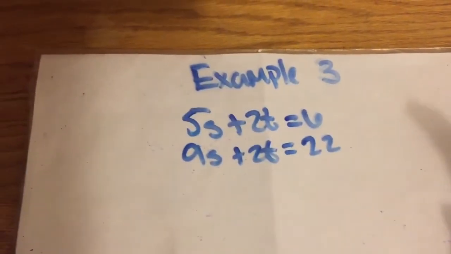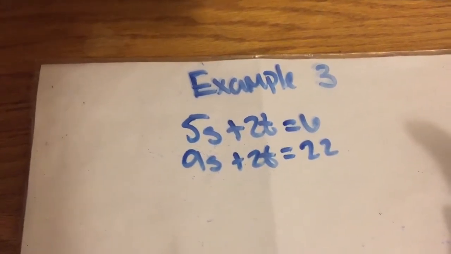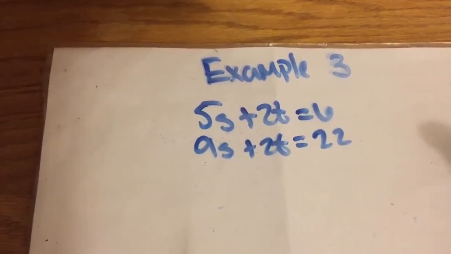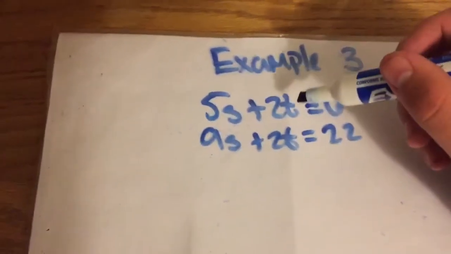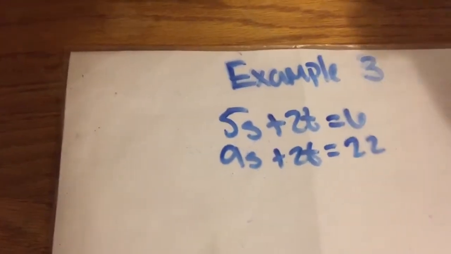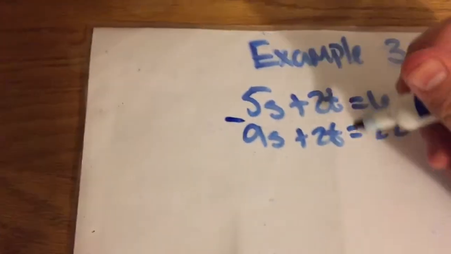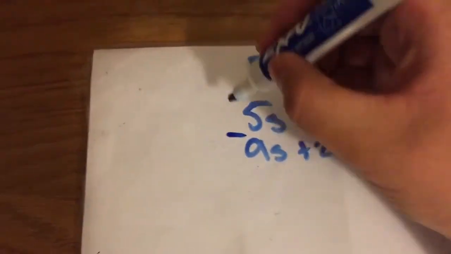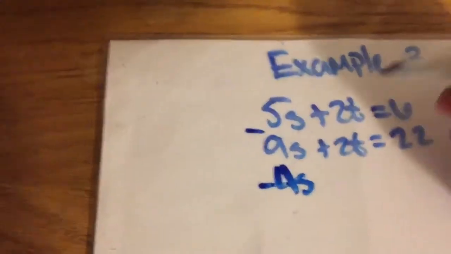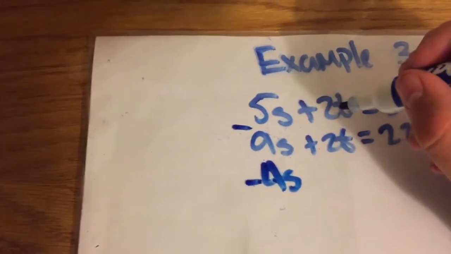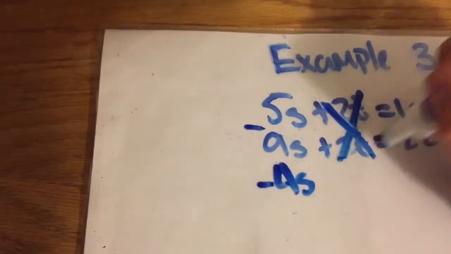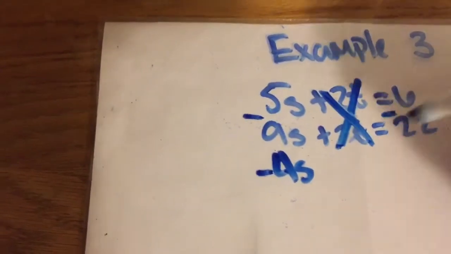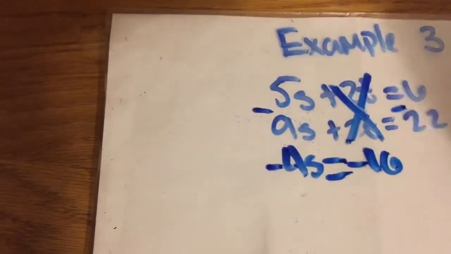So now in example 3, we have 5s plus 2t equals 6. And the other equation is 9s plus 2t equals 22. As you notice here, they both are positive. So instead of adding, you're going to subtract to get both of them 0. So 5s minus 9s equals negative 4s. And then these cancel out because this is going to equal 0t, and anything times 0 is 0. So these cancel out, and 6 minus 22 is going to equal negative 16.